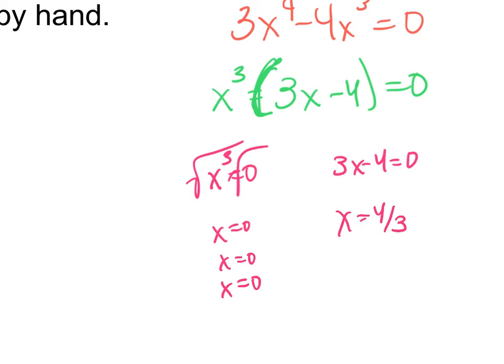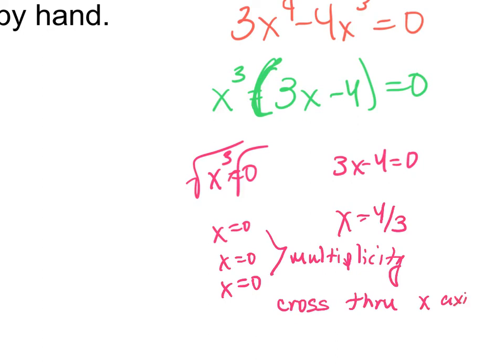So if you were asked to state if there was multiplicity, do you have the same answer more than one time? Yes, you have multiplicity here. Now, if I asked you what happens with the graph there, well, look at your multiplicity. How many times do you see x equals 0? 3 times. Is that an odd amount of times or an even amount of times? Odd. So that means it's going to cross through the x-axis.